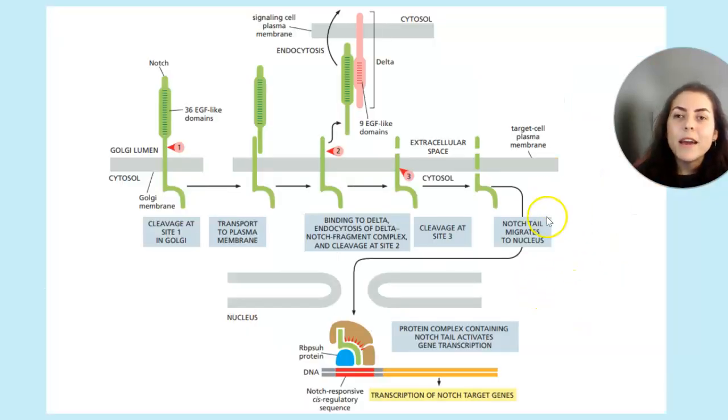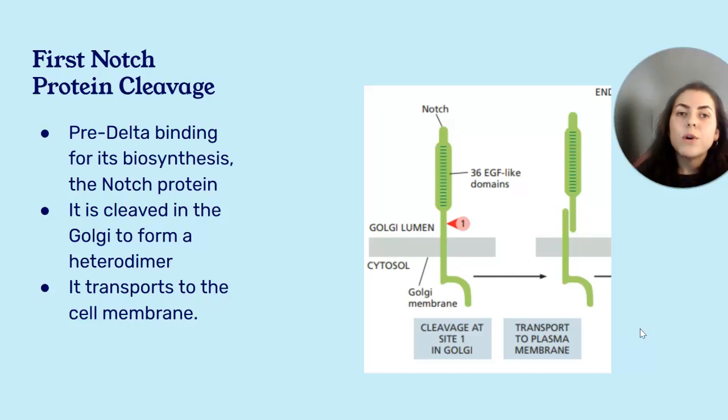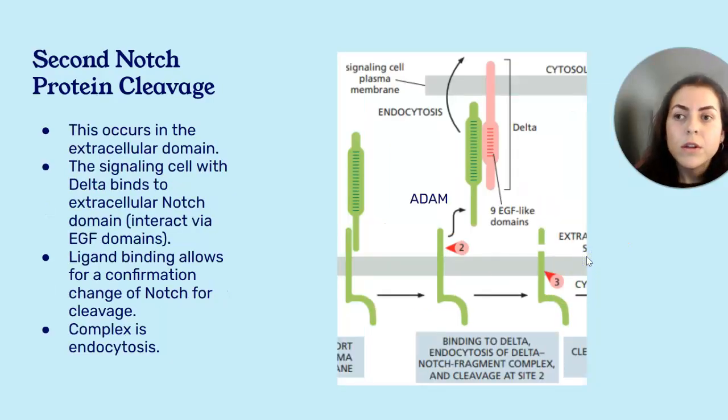Alright, so this is the pathway that I'm going to go through step by step, especially the three proteolytic cleavage steps. The first Notch protein cleavage happens naturally, before the ligand binds, during biosynthesis. The Notch protein is cleaved in the Golgi to form this heterodimer, and then once it is cleaved, it'll transport to the plasma membrane where it can be turned on once it binds to the ligand. The second and the third cleavages depend on the binding to the ligand.